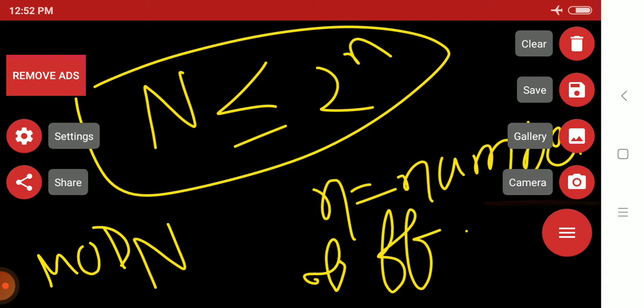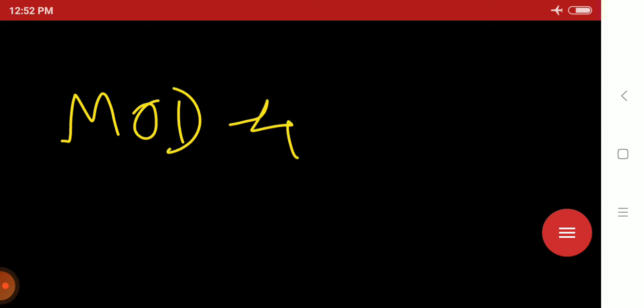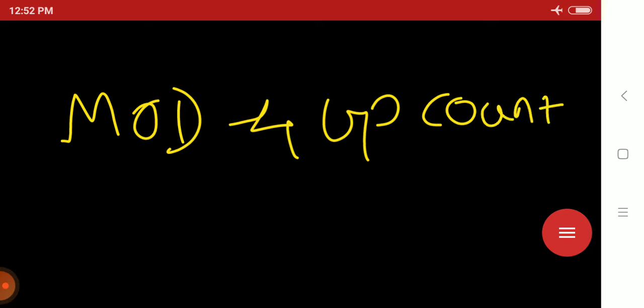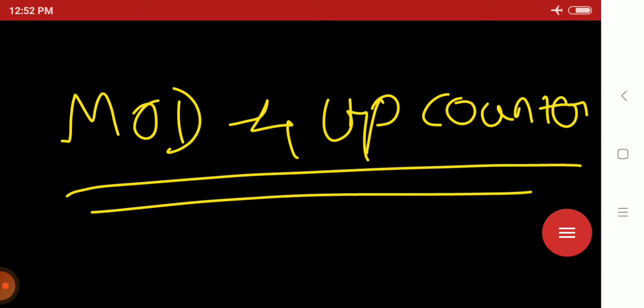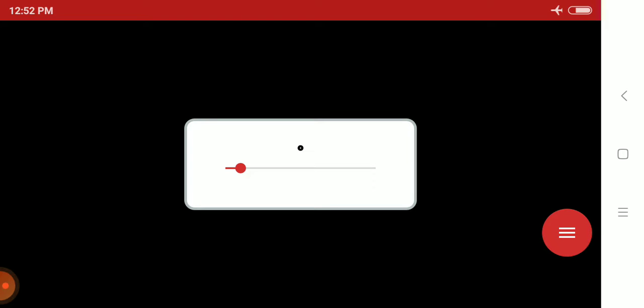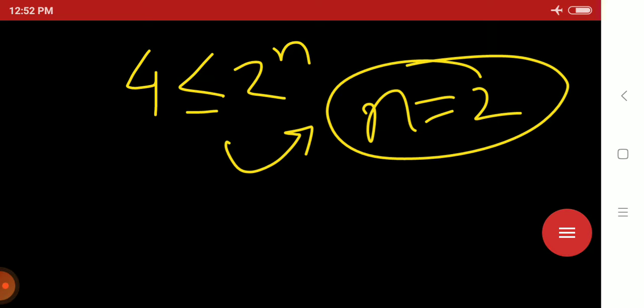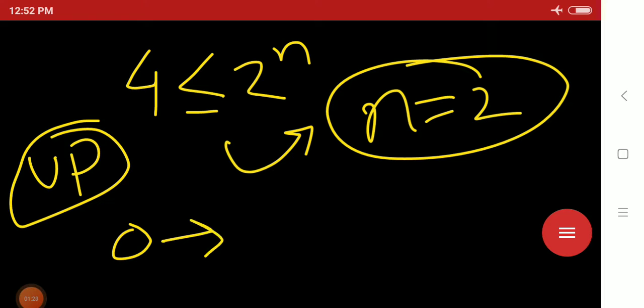We'll start with a very simple counter, that is mod 4 up counter. So how will I construct the mod 4 up counter? Mod 4 up counter means 4 is less than or equal to 2 to the power n. So how many flip-flops will be needed? Here n equals 2 flip-flops will be needed. And how will the clock be counted? As it is an up counter, for up counter the clock pulse will be counted from 0 to 2 to the power n minus 1.